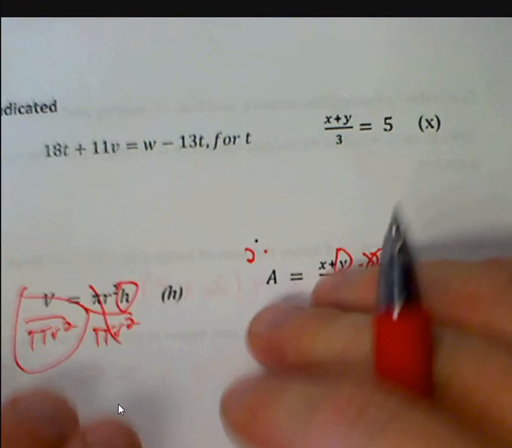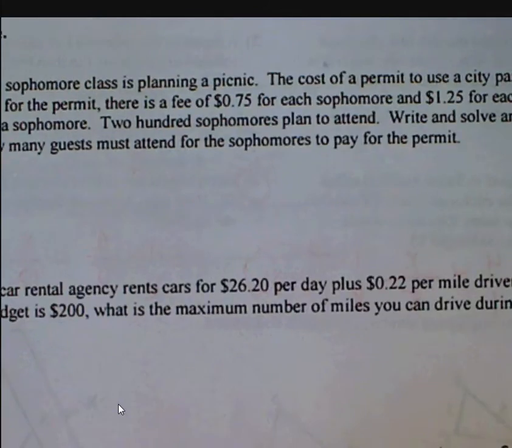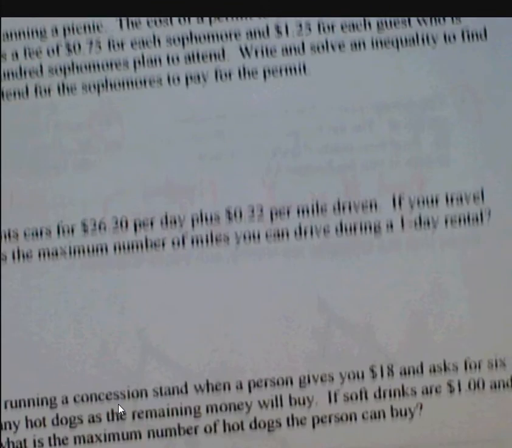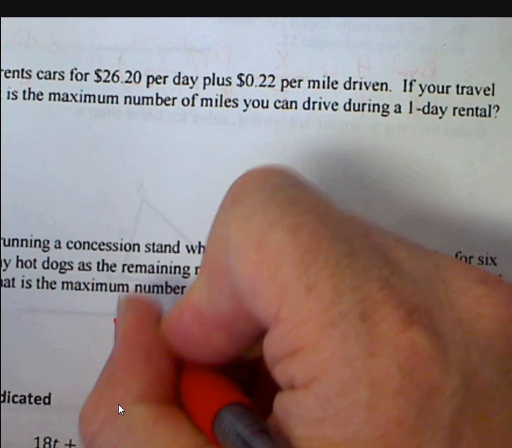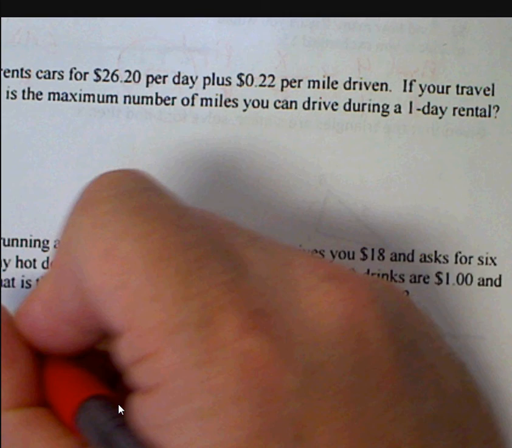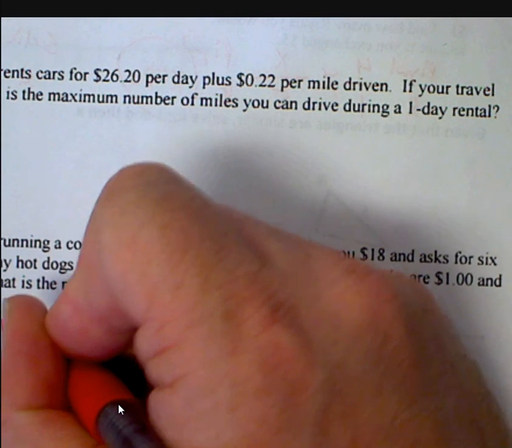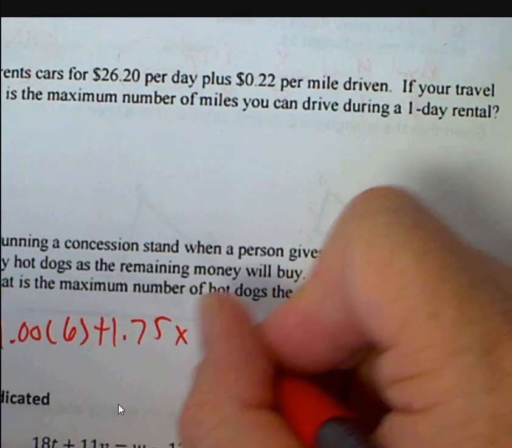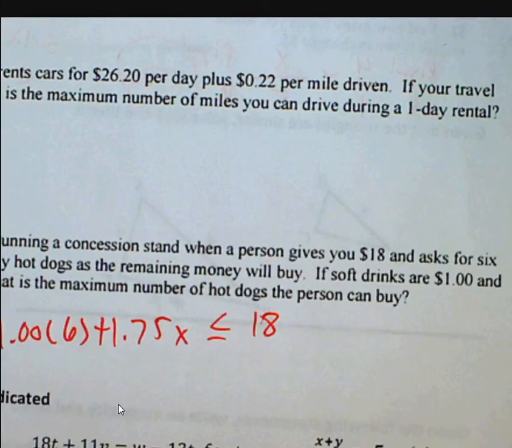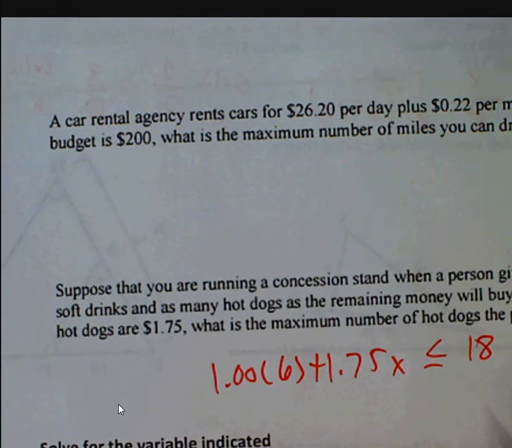Then, up top, I wanted to go ahead and give you how you should have set it up. At the end of up here, hot dogs is x, so that would be $1.75 x, $1 for every hot dog. There are 6 hot dogs, and that is going to be less than or equal to 18. I wanted to go ahead and help you guys set that up, but I want you to read it and set it up yourself, but that's how you would do it. And we are done.